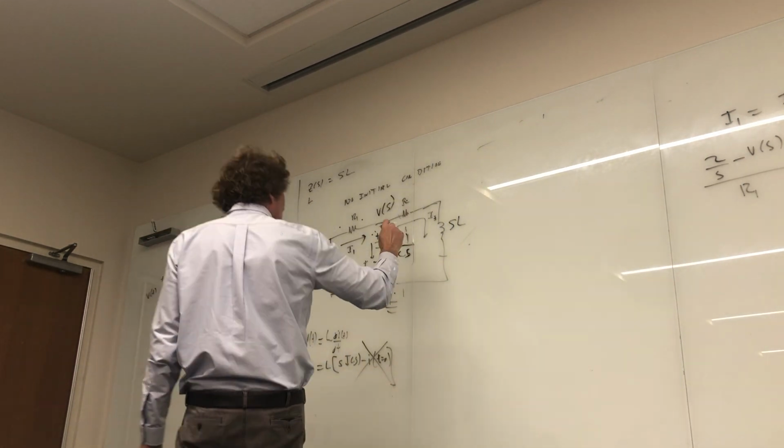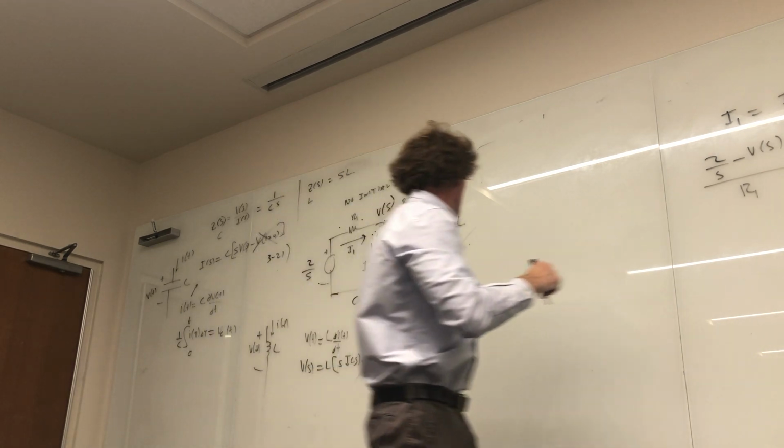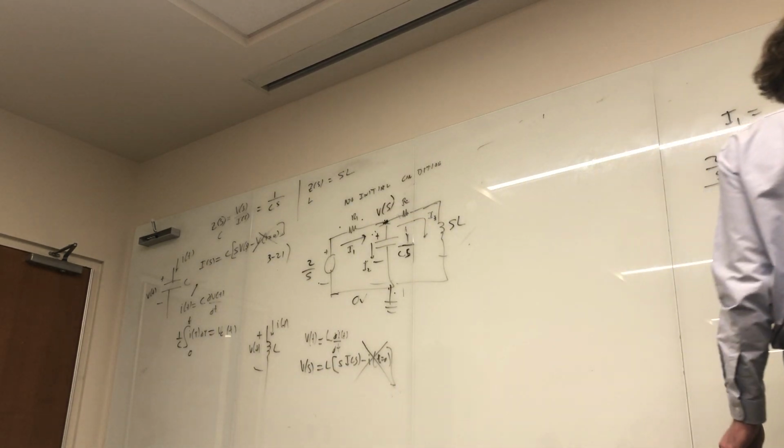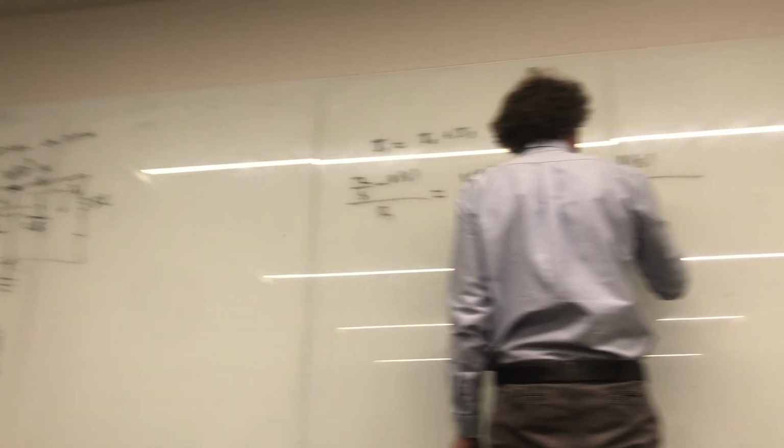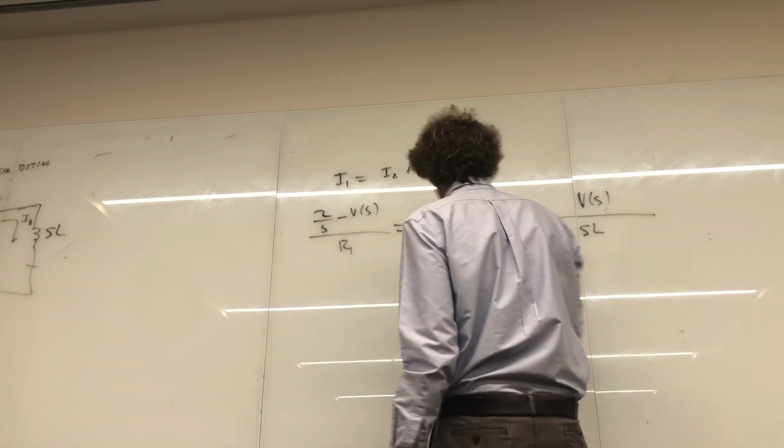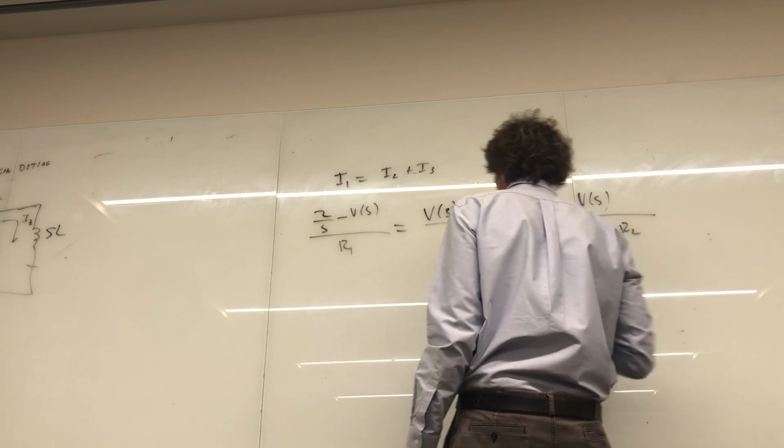Then it's going to be plus this current. Well, that current is going to be what? That's going to be plus V of S, and then it's divided by SL plus R2. Agree?